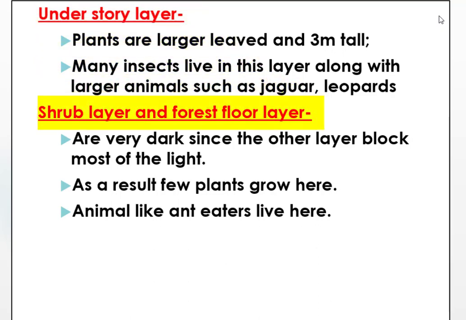The fourth and the fifth layers, respectively, are the shrub layer and forest floor layer. These two layers are the darkest layers because the top layers block most of the light that passes down. In this case, few plants grow here due to lack of light intensity for photosynthesis. Animals that mostly live in these layers are anteaters.